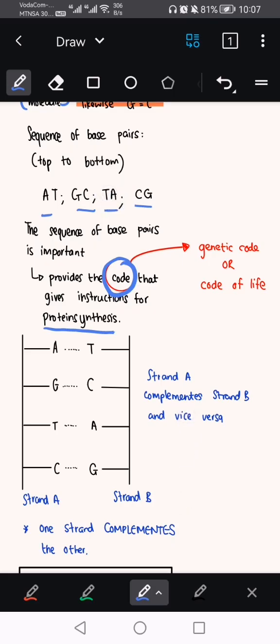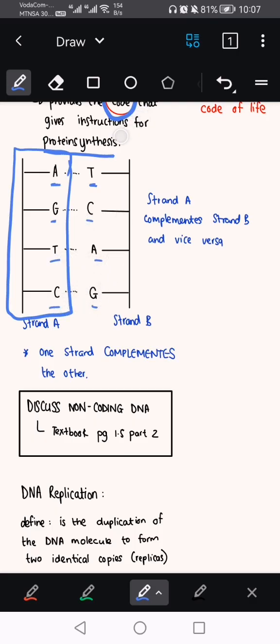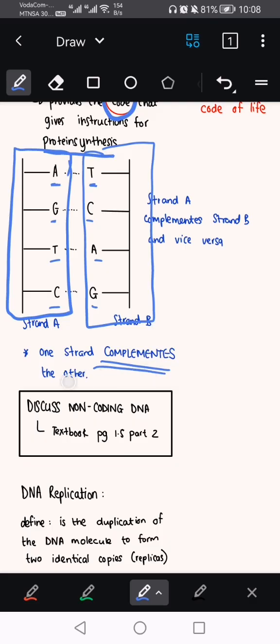Now, I just want to go on the concept of why we say one strand complements the other. Complementarity. Anyway, if in the exam they give you strand A, which is the strand over here, and they ask you to write the complement of it and label it strand B, then obviously, if it's a DNA molecule, A will bond to T, G will bond to C, T will bond to A, and C will bond to G. Therefore, strand B will be the strand here. And that is why we say that one strand complements the other strand.